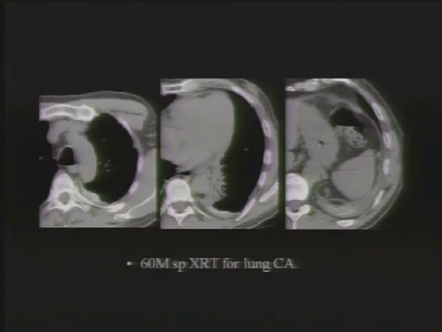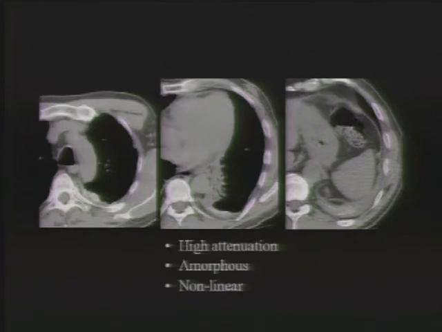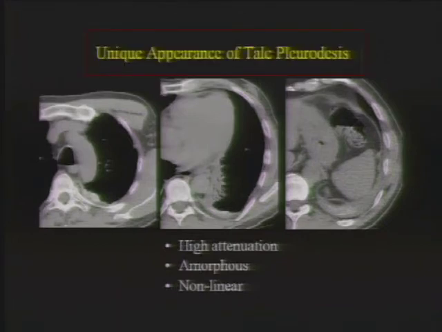Here we have a 60-year-old man who had radiation therapy for lung cancer, and we see the zone of radiation fibrosis in the left lung, and we see this area of increased attenuation in the pleural space. But notice how it appears different from the previous exams. This high attenuation is amorphous, sort of a stippled appearance, and it's nonlinear. This is diagnostic of one thing. Anyone want to tell me what it is? Talc. So this is characteristic of a previous talc pleurodesis, and if you see this finding, it's diagnostic of that cause.